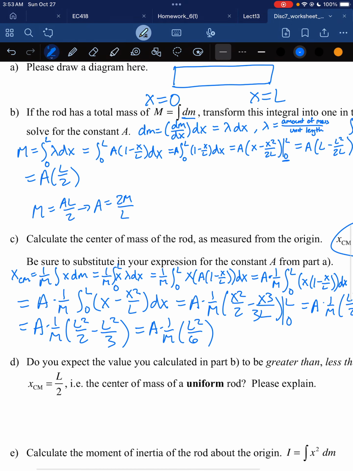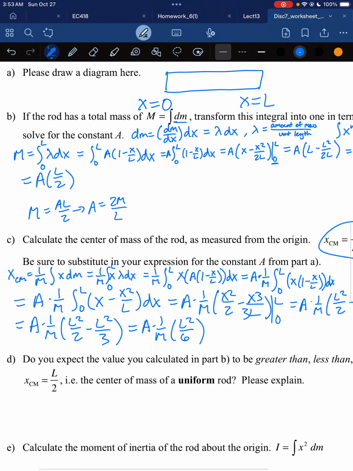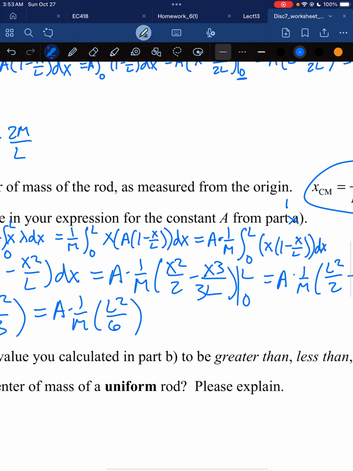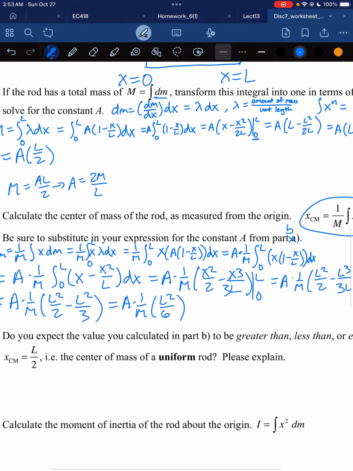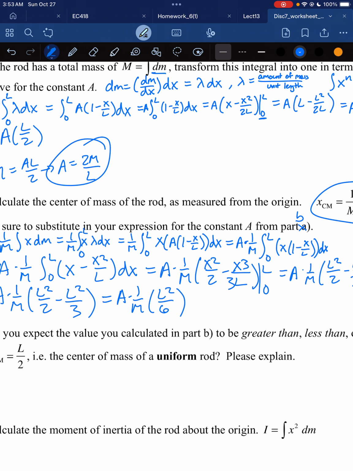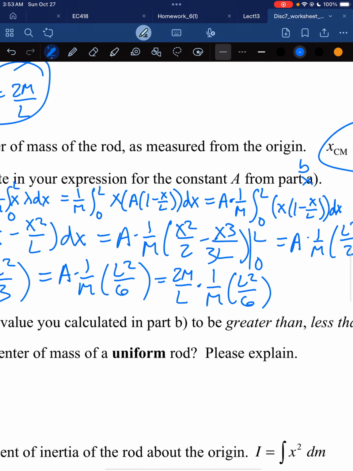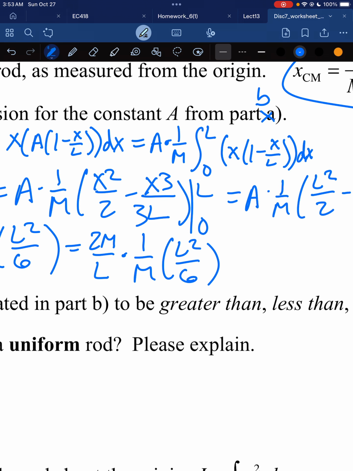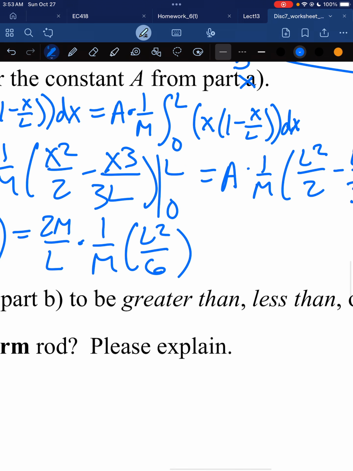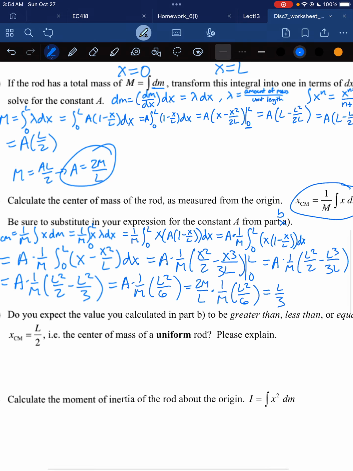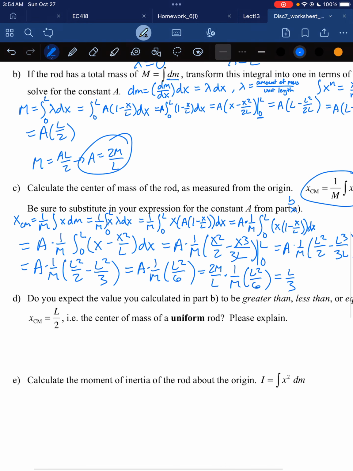And the problem tells us to substitute in our expression for the constant a that we found in part A. I think it should say part B actually. But yeah, so we know that a is equal to 2m over L, so I'm just going to plug that in. So I get 2m over L times 1 over m times L squared over 6. The L's are going to cancel out, the m's are going to cancel out, and the 2 and the 6 are also going to cancel out, and we can simplify this down to L over 3. So there is our position of the center of mass of the rod as measured from the origin.